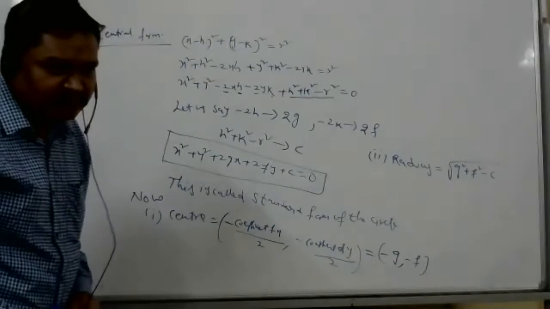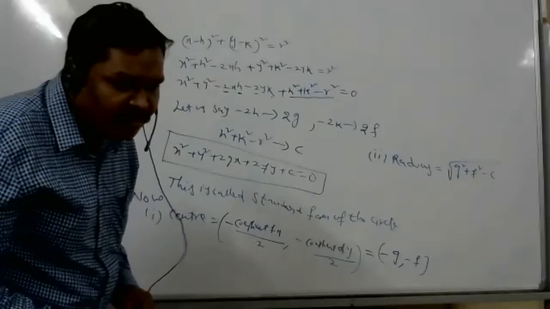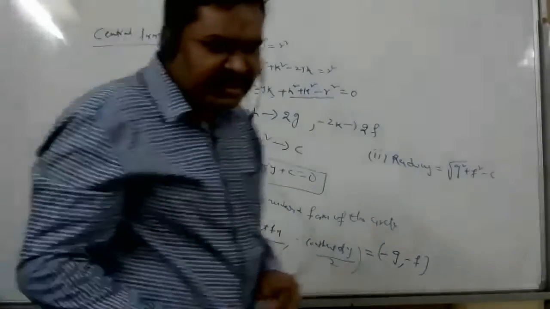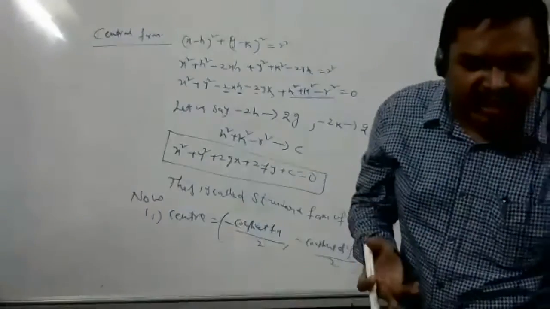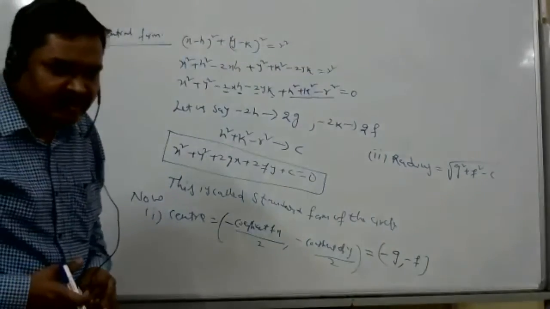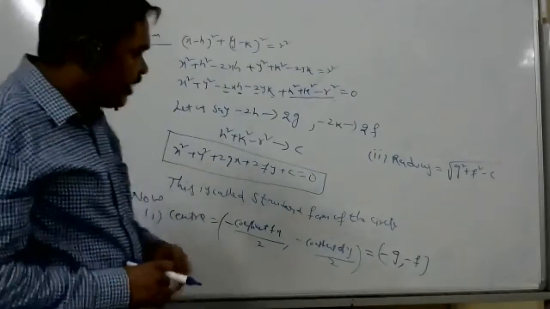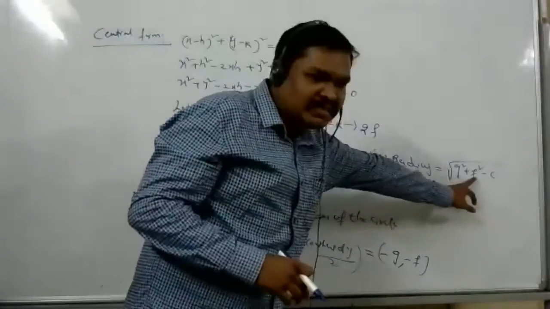x square plus y square plus 2gx plus 2fy plus c is equal to 0. Sir, but why did you substitute them with these letters? Why did you substitute minus 2h with 2g? That is the standard equation of the circle. Okay, sir. So what's the radius you wrote? Radius is equal to under root g square plus f square minus c.